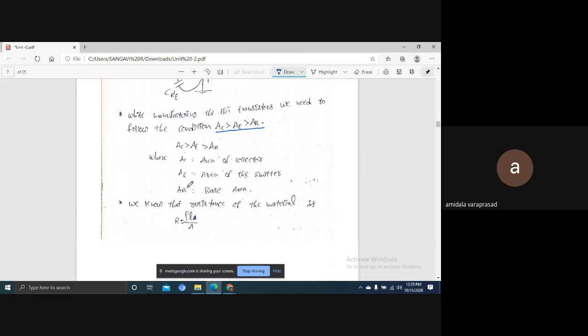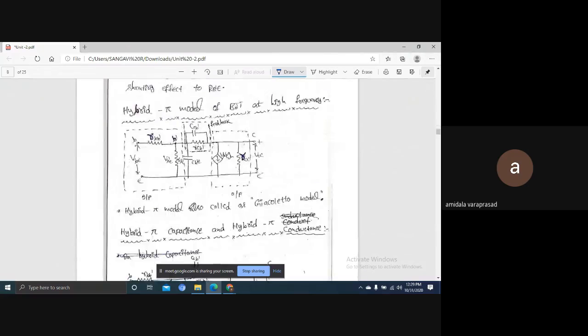Now, to draw the hybrid pi model of a BJT at high frequencies, see here. The hybrid pi model is used for high frequencies; the hybrid model or H parameter model is used for low frequencies. Now see here: B is there, B dash is there, C is there, and we know the common terminal is the emitter.